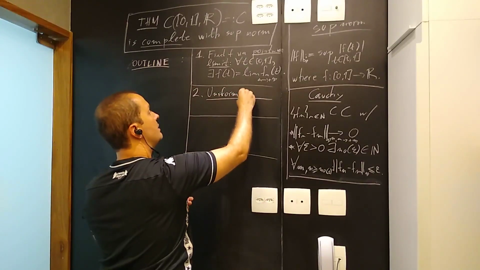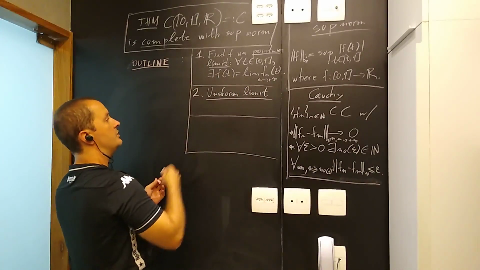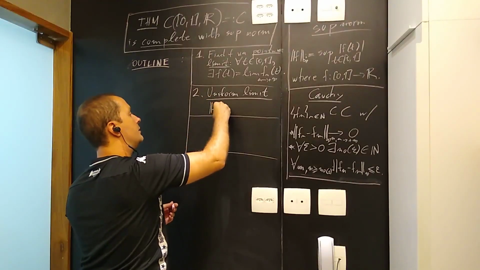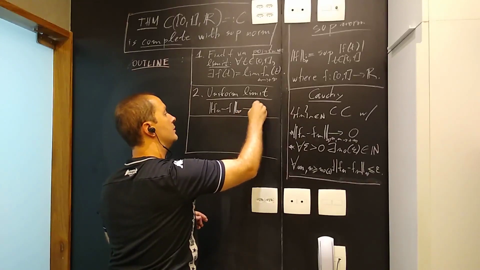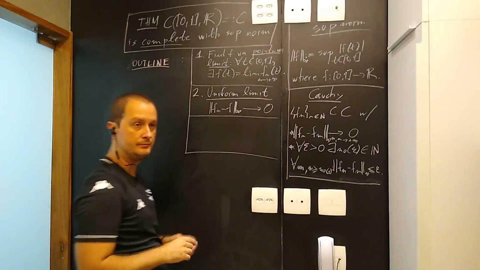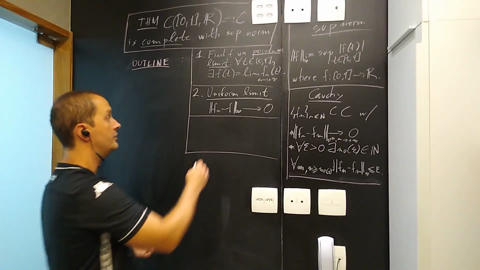So next step is going to be to prove a uniform limit, which is to say that f sub n minus f infinity goes to 0 when n goes to infinity.